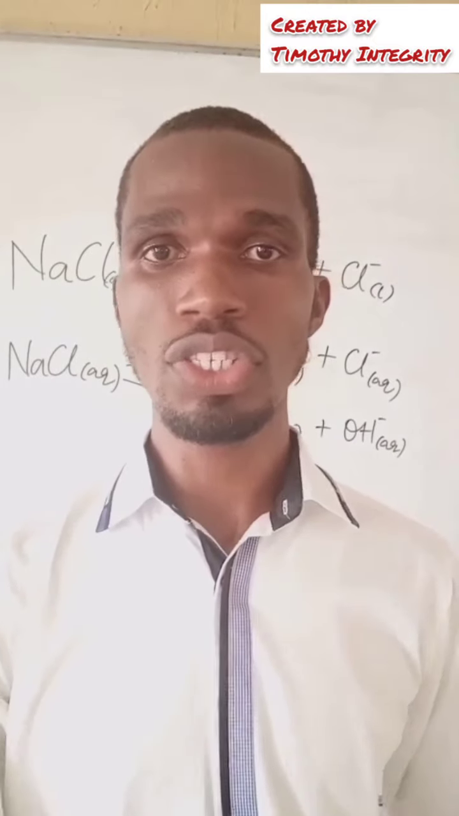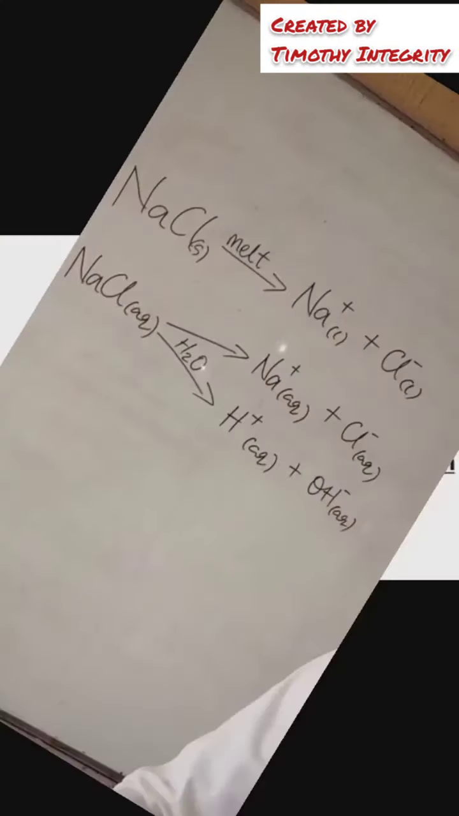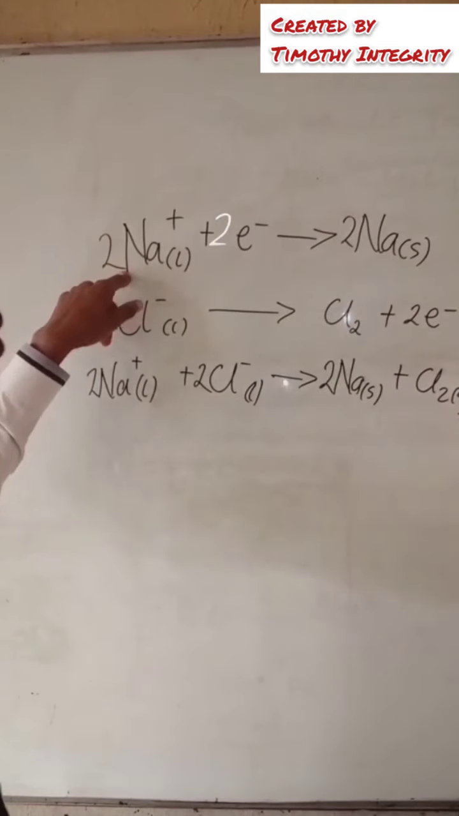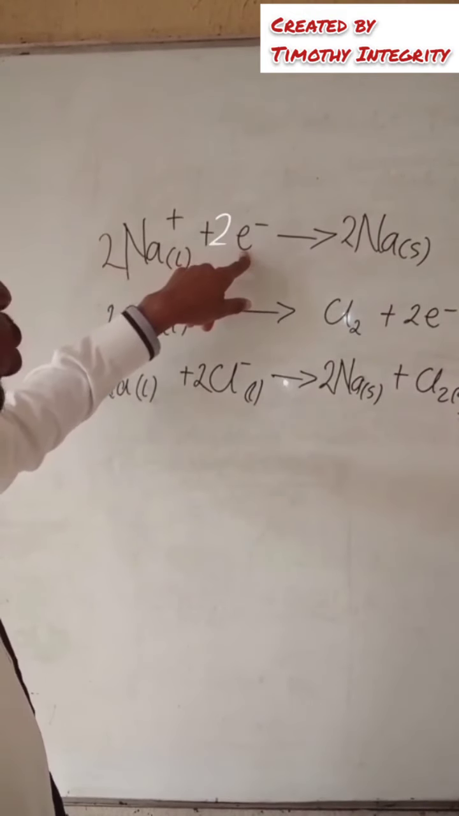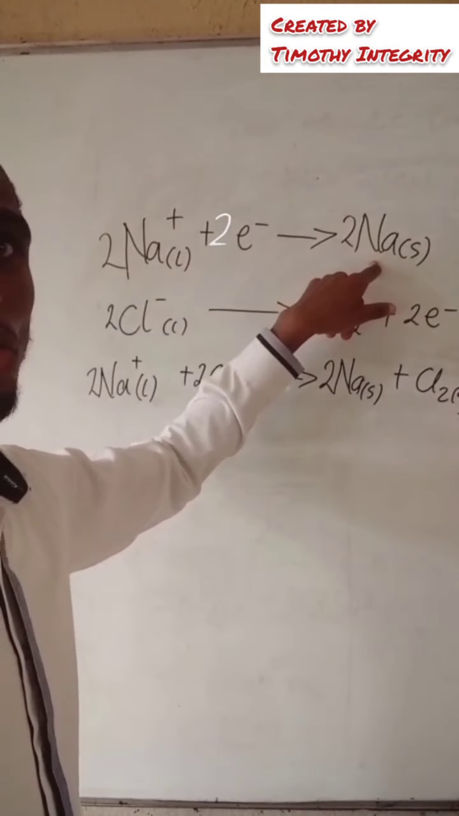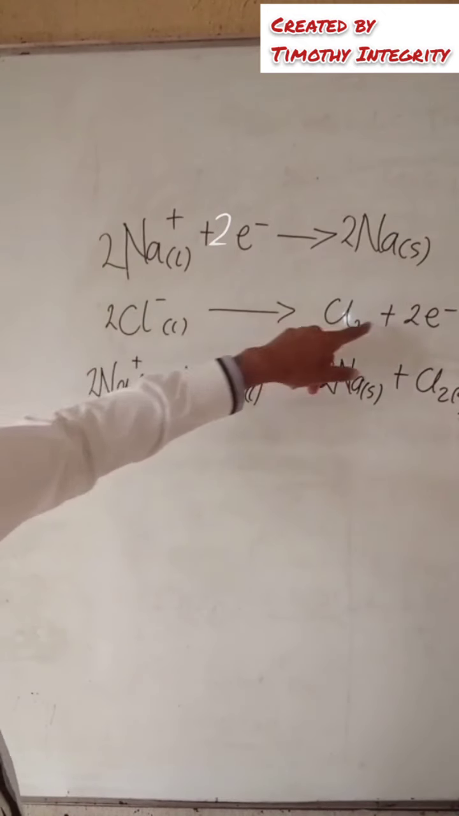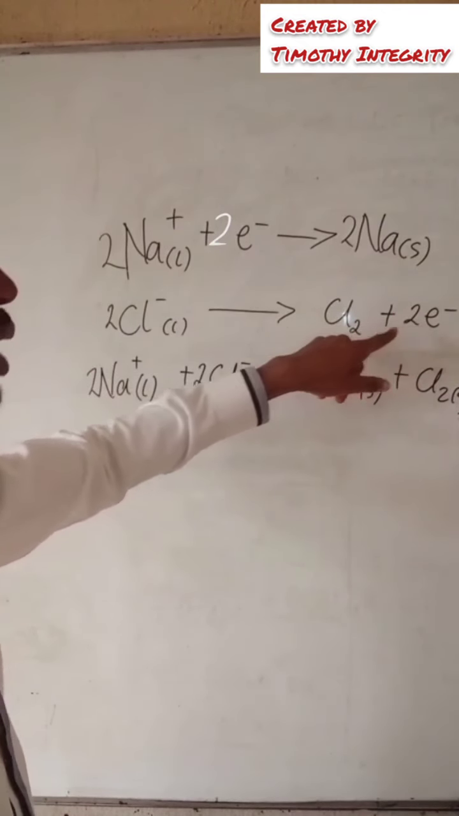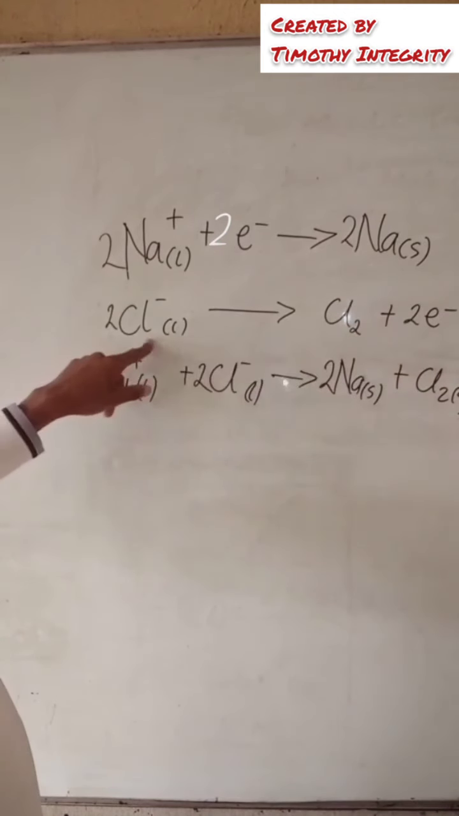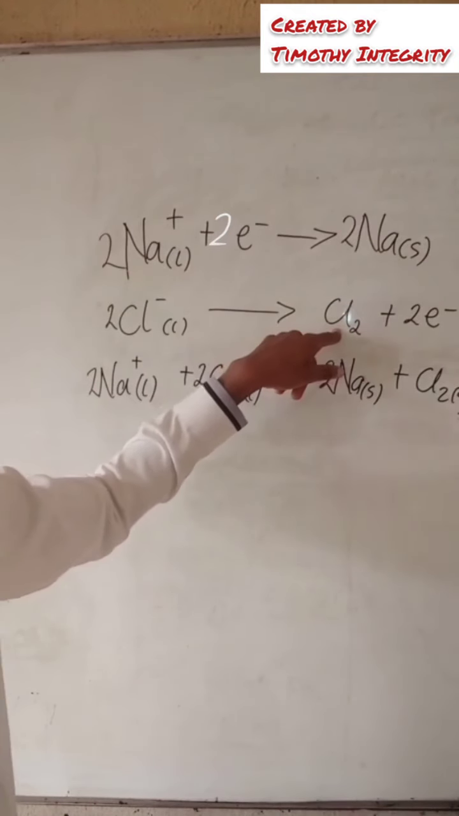But for now, let us see how sodium ion would get discharged and how chloride ion would get discharged. We have sodium ion. Each sodium ion will accept an electron to get discharged as sodium metal. Each chloride ion would lose an electron to get discharged as chlorine atom. Because chlorine cannot exist as an atom, we have to write it as chlorine molecule here.